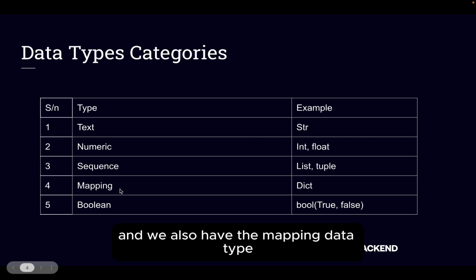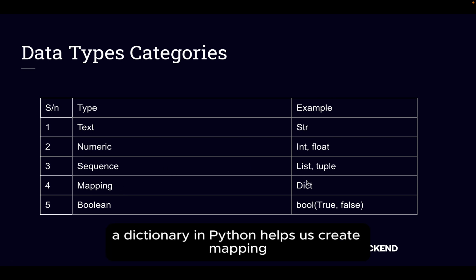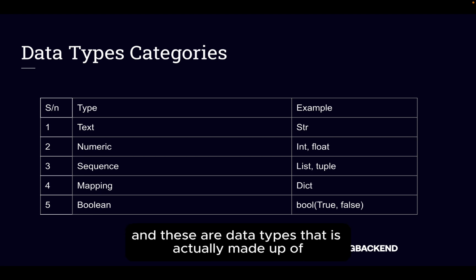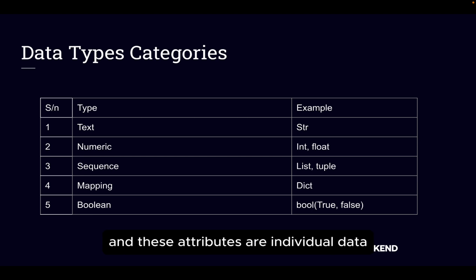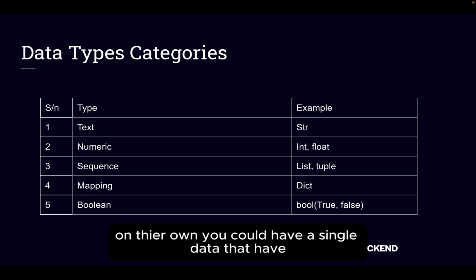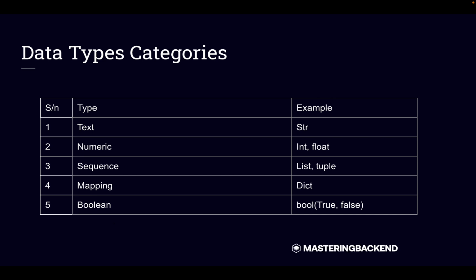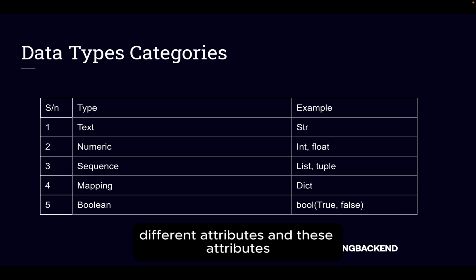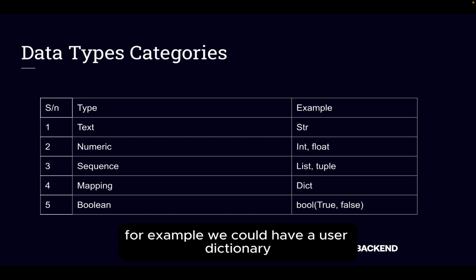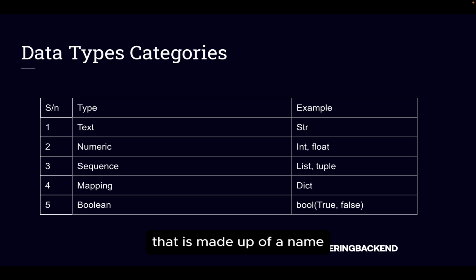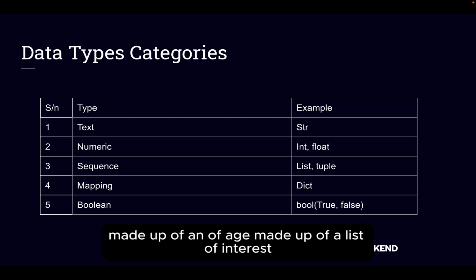And we also have the mapping data types. A dictionary in Python helps us create mapping data types, and these are data types that are actually made up of key value pairs. Basically, it's data that has attributes, and these attributes are individual data on their own. We could have a single data that has different attributes, and these attributes could be made up of different data. For example, we could have a user dictionary that is made up of a name, an age, and a list of interests.